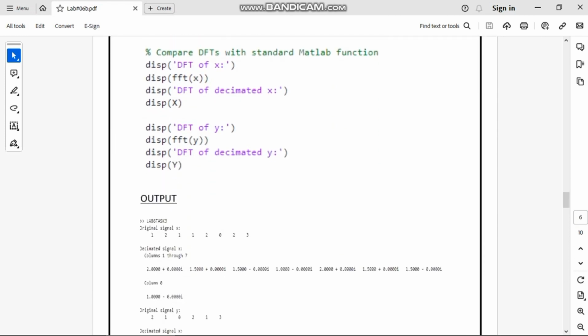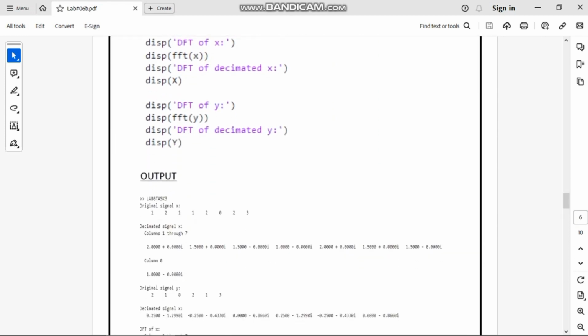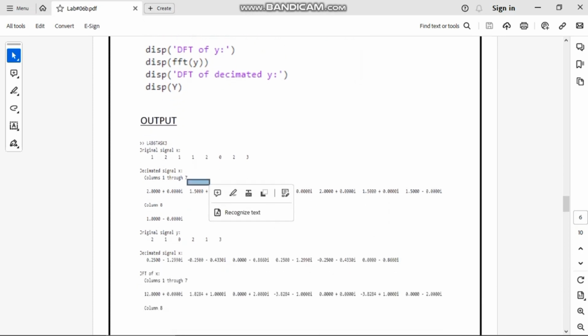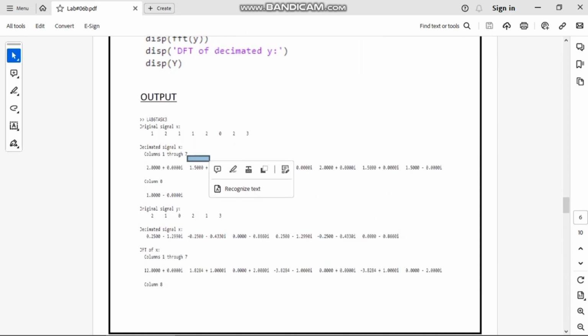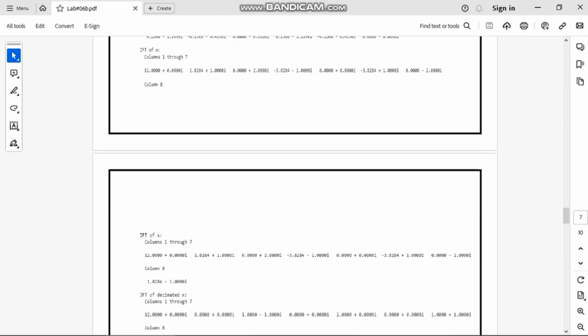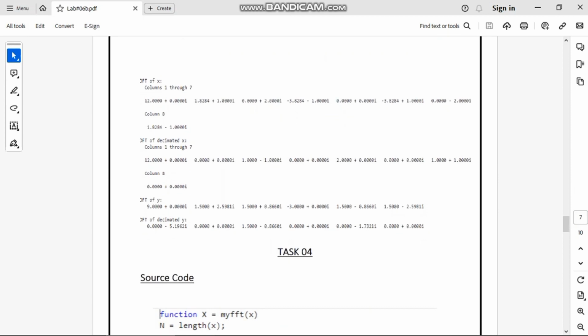Then comparing DFT, and this is the output, where original signal x and decimated signal of x is this. Original signal y and its decimated signal is this. Then DFT of x is this one, and DFT of x1 and y1 is this one.